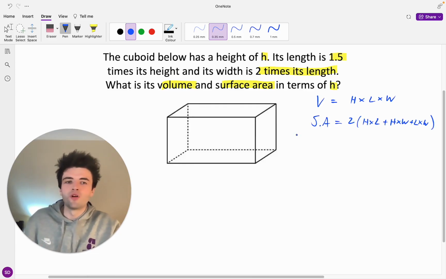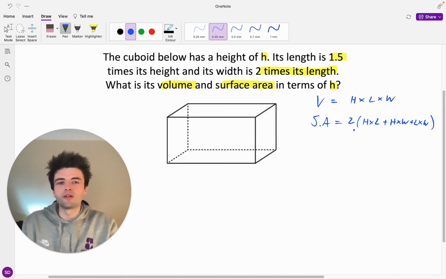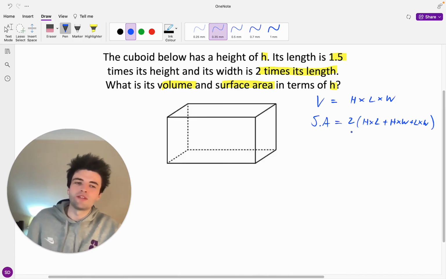And our surface area formula, which is a little bit longer, is going to be 2 times our height by our length plus our height by our width plus our length by our width. So essentially all the possible combinations of the different lengths.